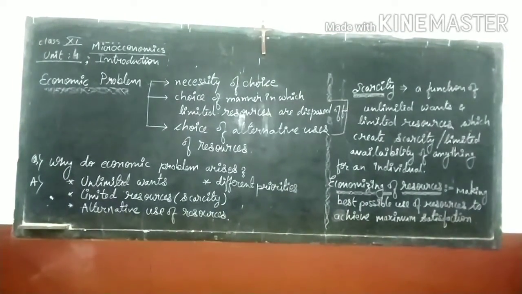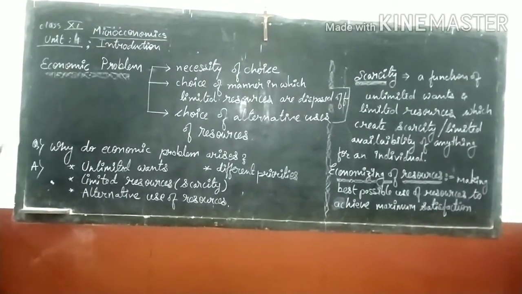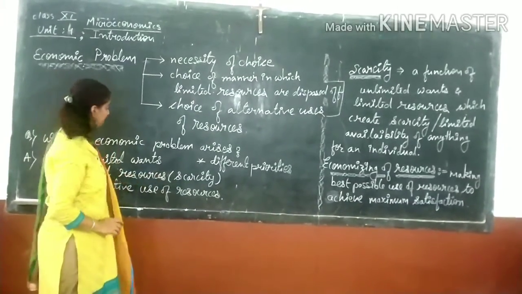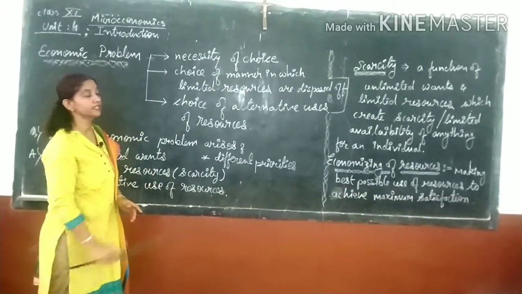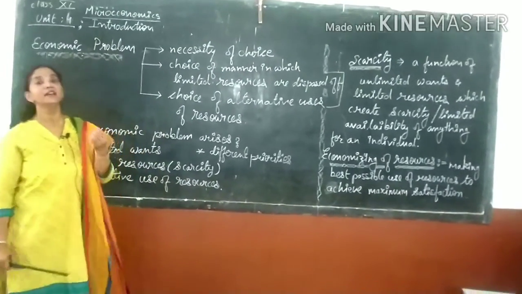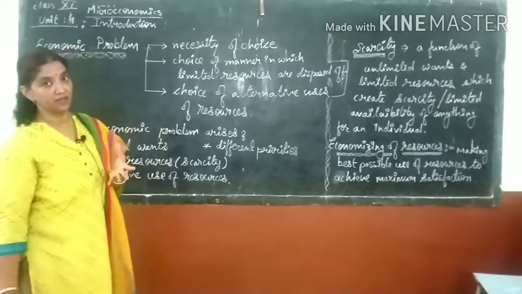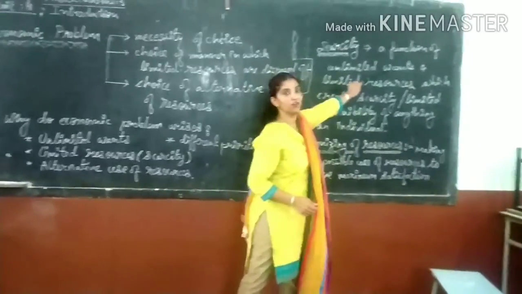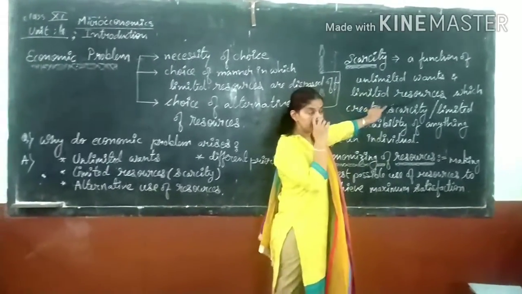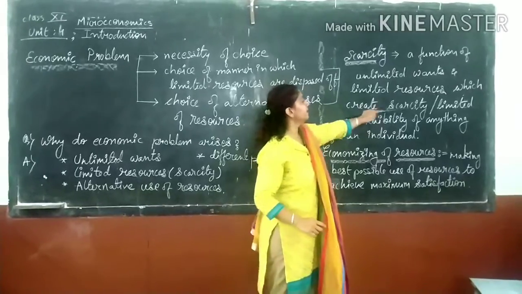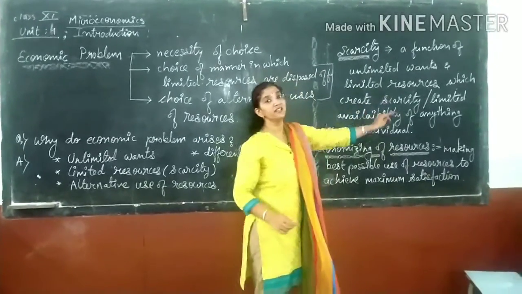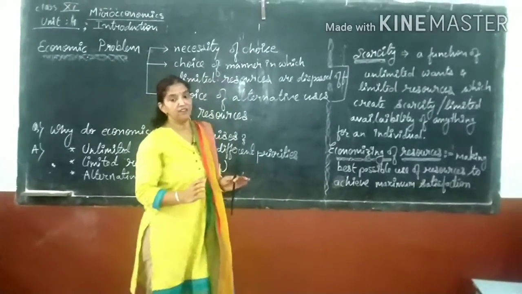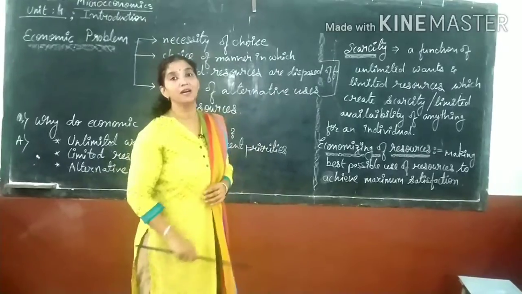Now here, one word is coming again and again, that is scarcity of resources or limited resources. What is the meaning of scarcity? Scarcity means limited availability of anything. It refers to a function of unlimited wants and limited resources which create limited availability or scarcity of anything for an individual, or particularly for that commodity which is in demand in the market.